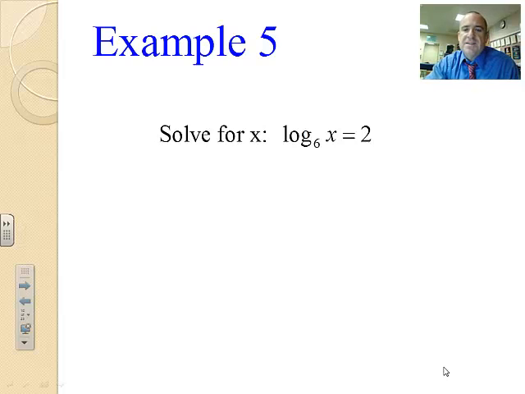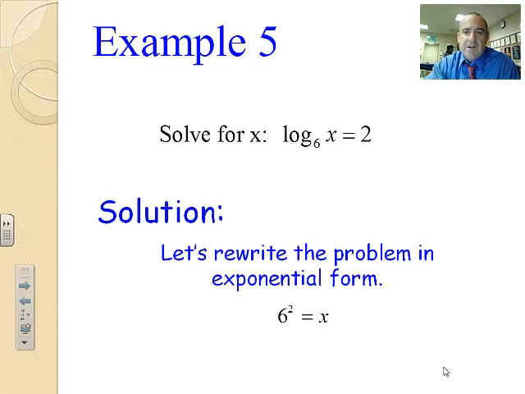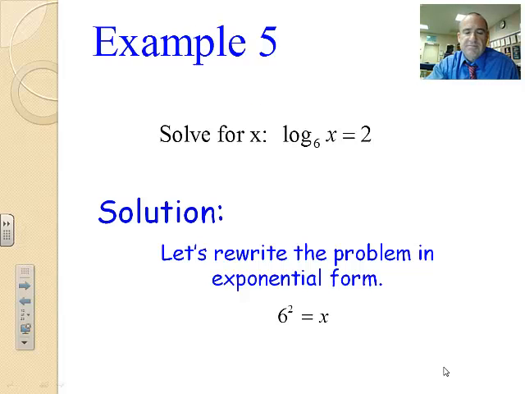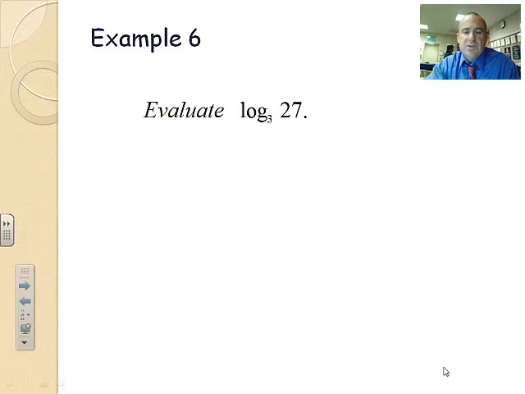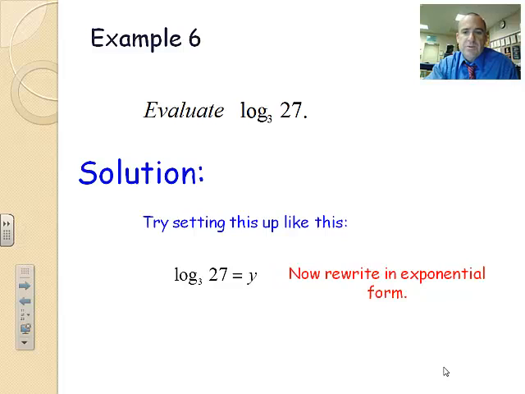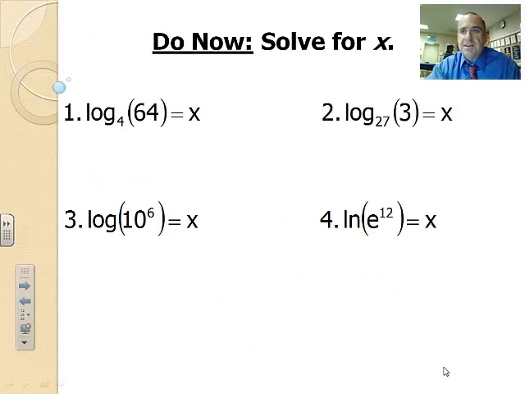If we have log base 6 of x equals 2, and we want to figure out what x is. So, we would rewrite the problem in exponential form. 6 squared equals x, so of course, x is 36. Let's try another one. We want to evaluate log base 3 of 27. Writing that as an exponential equation, we get log base 3 of 27 equals y. So if we rewrite it, 3 to the y power equals 27. We know 27 is 3 to the 3rd, so therefore y equals 3. Seems simple, right? Let's let you try some.